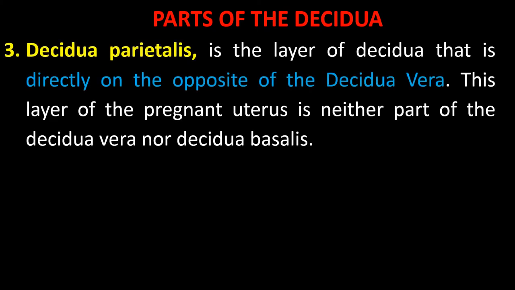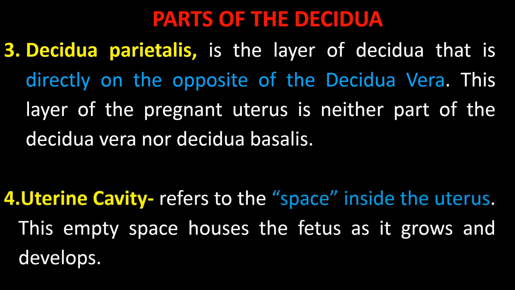We also have another layer of the decidua, and this is called the decidua parietalis. It is the layer of the decidua that is directly opposite the decidua vera or decidua basalis. This layer of the pregnant uterus is neither part of the decidua basalis nor the decidua capsularis. We also have number 4, the uterine cavity, and this refers to the space inside the uterus. This empty space houses the fetus as it grows and develops.